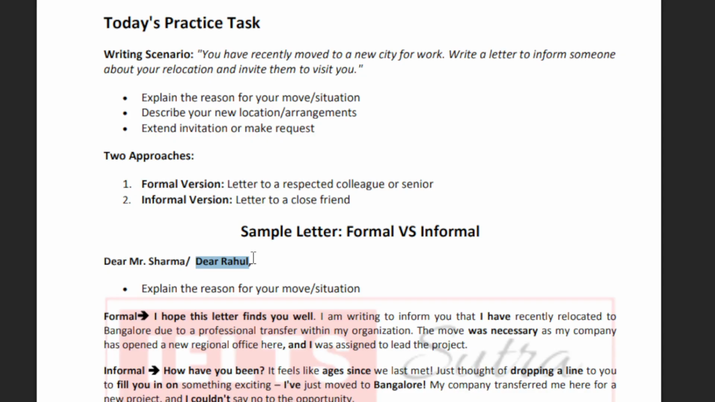Mrs., you will say dear Rahul. You will just directly use the first name of the person. For example, if my friend's name is Navdeep, so I will say dear Navdeep. Then let's understand the answer to this particular question.